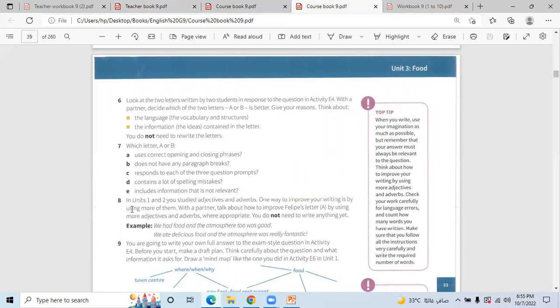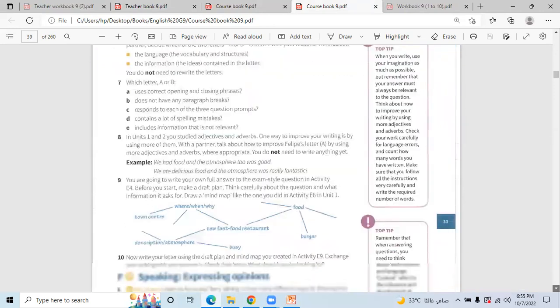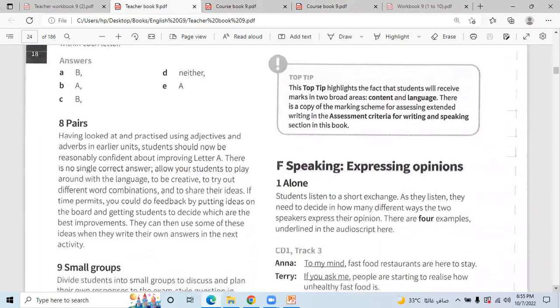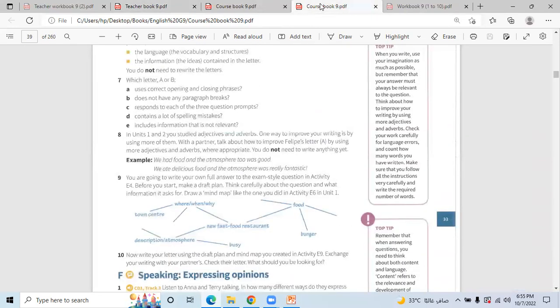Okay, question number 8 here. In units 1 and 2, you studied adjectives and adverbs. One way to improve your writing is by using more of them. With a partner, talk about how to improve Philip's letter by using more adjectives and adverbs where appropriate. You don't need to write anything yet. All right, so it's again an activity that you are going to perform, making corrections and adding adjectives and adverbs in Philip's letter.